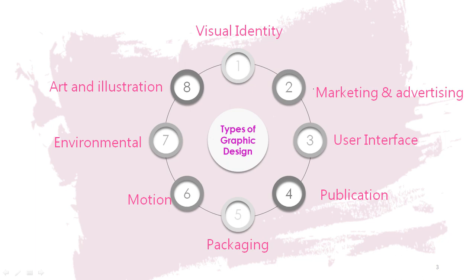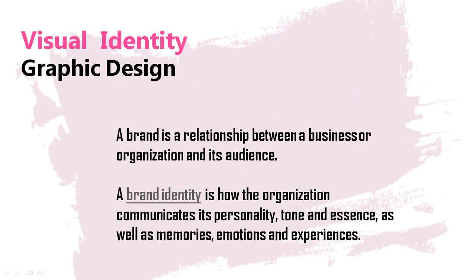First one is visual identity. Second one is marketing and advertising. Third one is user interface. Fourth one is publication. Fifth one is packaging. And sixth one is motion. Seventh one is environmental. And eighth one is art and illustration. So first we are going to see the visual identity graphic design.